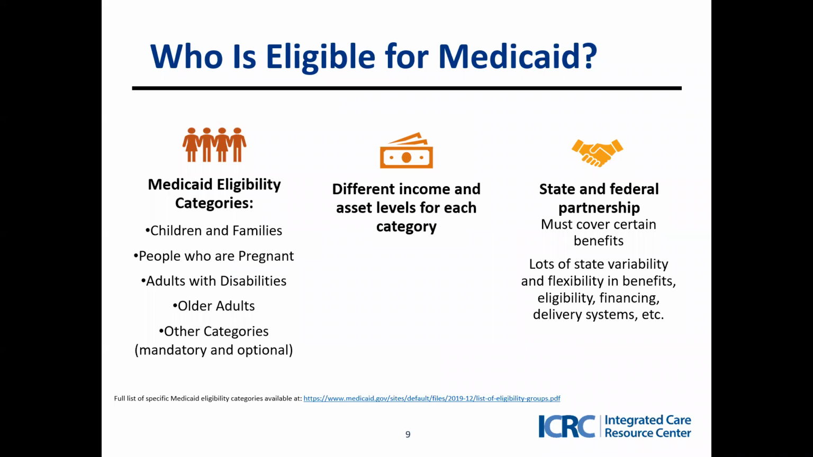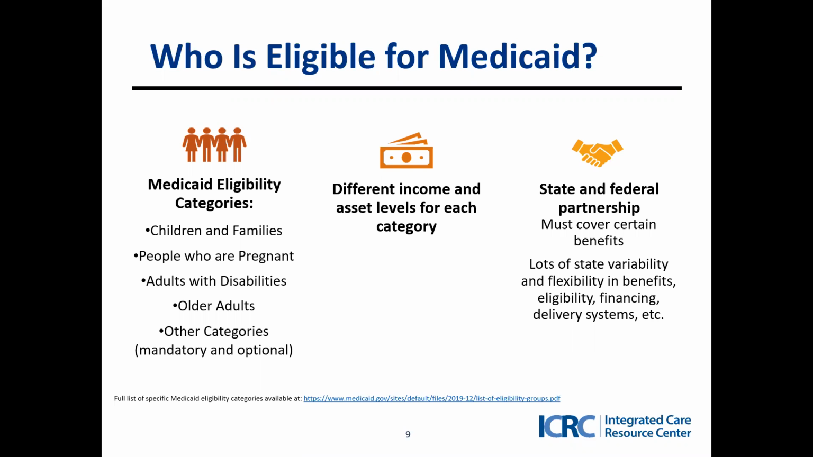Now, on the other hand, Medicaid is a state-funded program, so eligibility varies by state. It covers a wide variety of eligibility categories, including children and families, people who are pregnant, adults with disabilities, older adults, and other categories. Another important distinction between Medicare and Medicaid is that Medicaid is income-based. Only individuals with low incomes qualify, but states set different income and asset requirements for different eligibility categories.